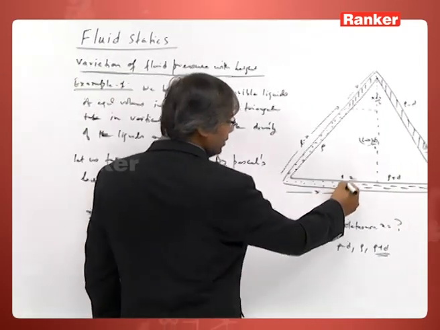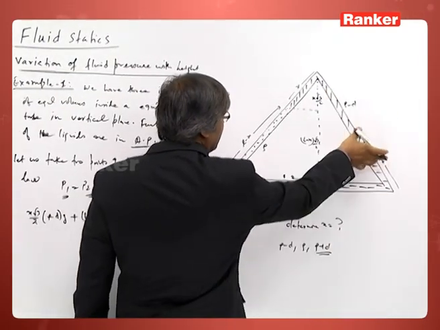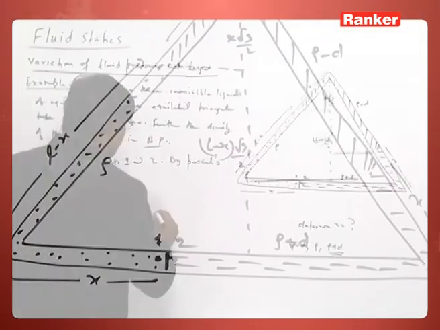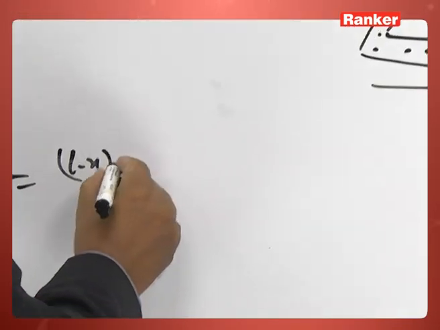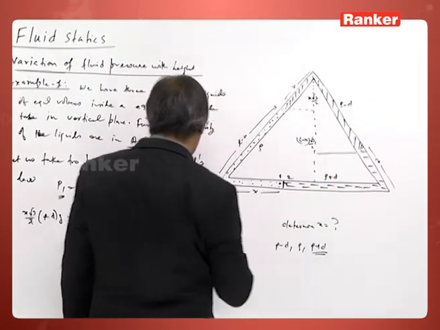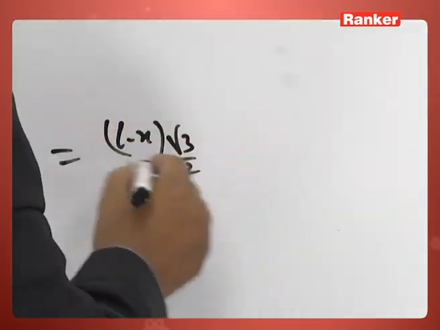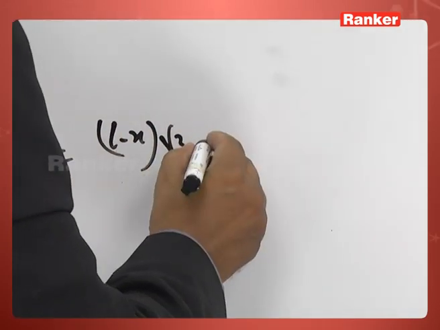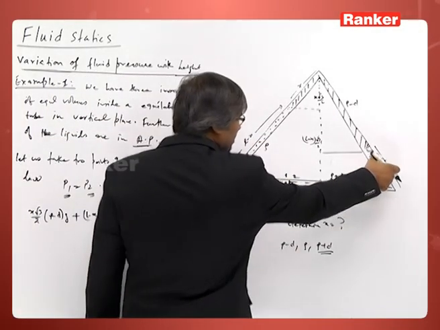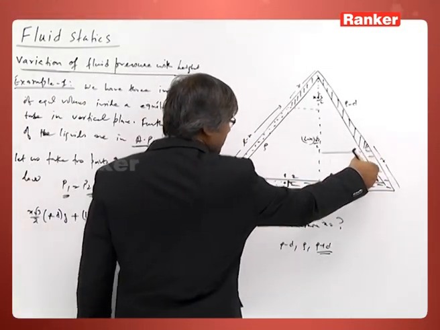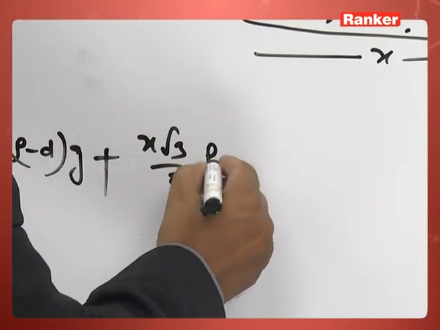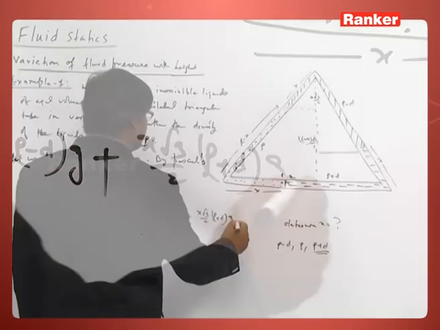Now, come to the point 2. Here the pressure is for this, that is L minus x. So, that is again L minus x root 3 by 2, sin 60 is root 3 by 2, and density is rho minus d into g, plus this again x, x root 3 by 2, density is rho plus d into g.